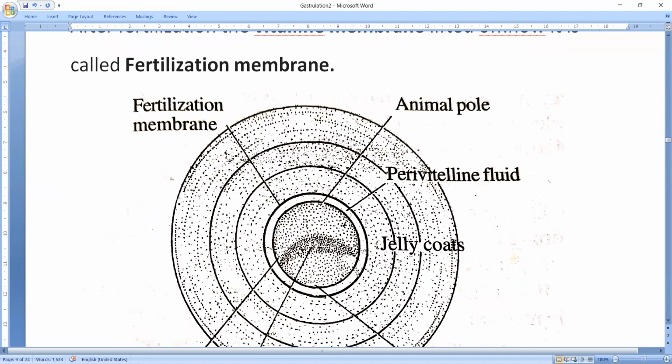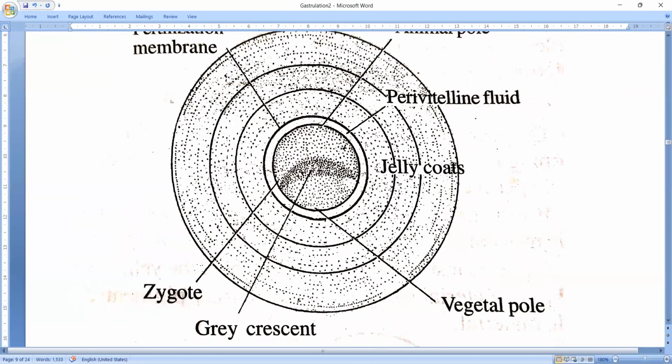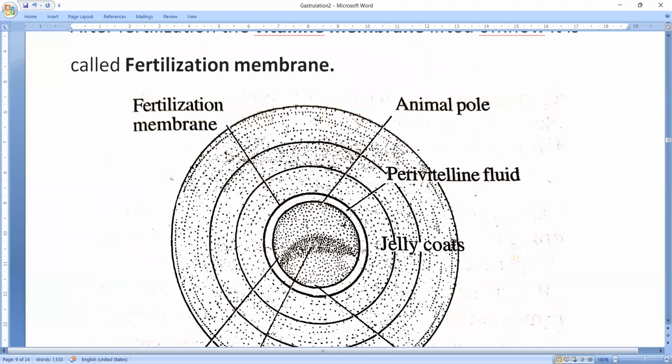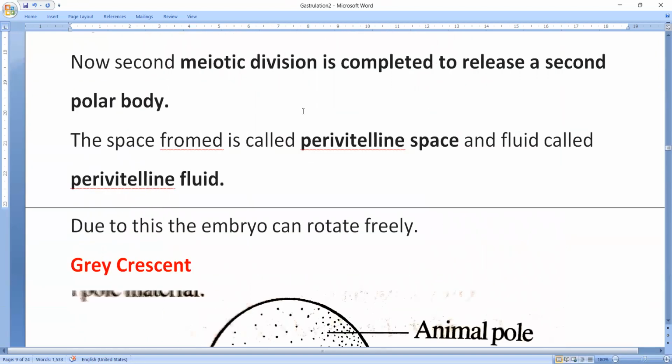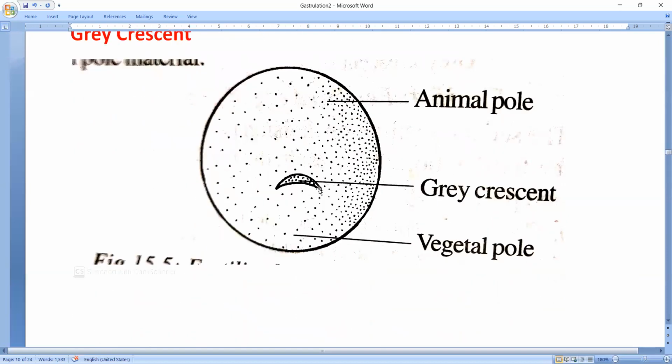So this is a fertilized egg or zygote, animal pole, vegetal pole. And this part is very, very important. That is the gray crescent, and this total outer covering is the jelly coat. That is swollen. This is the vitelline membrane or fertilization membrane. This is the perivitelline fluid, right? After fertilization, the second meiotic division is completed to release the second polar body. So this is the gray crescent.